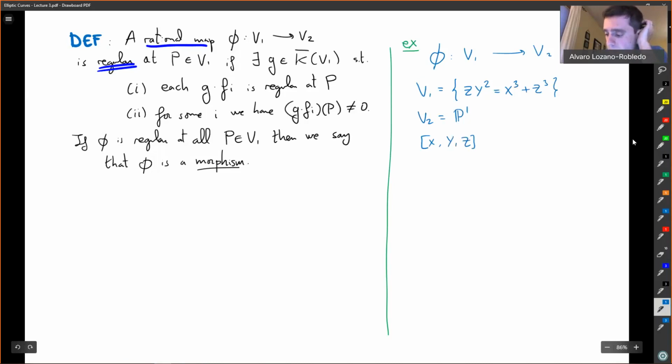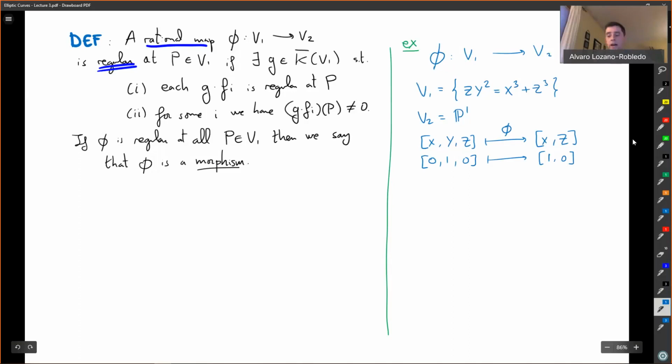a point to xz. So it's basically forgetting about the y coordinate. Okay, so that's what phi does. And you see that what happens when x and z are 0, which happens because we have a point 0, 1, 0 in there, that would not be defined. So I'm going to define it. I'm going to extend it by sending 0, 1, 0 to 1, 0.